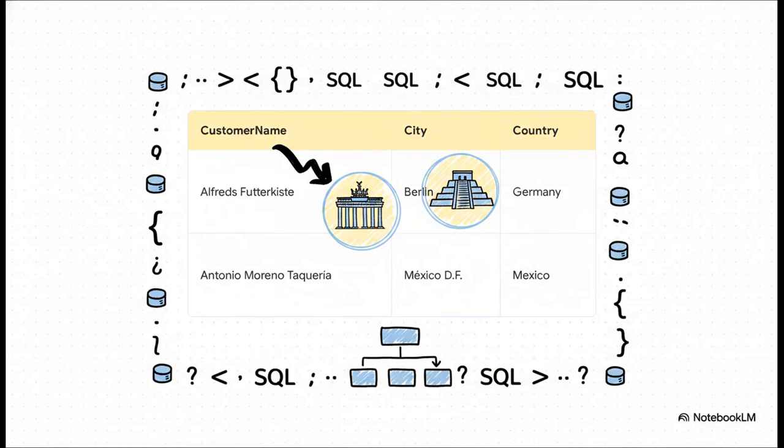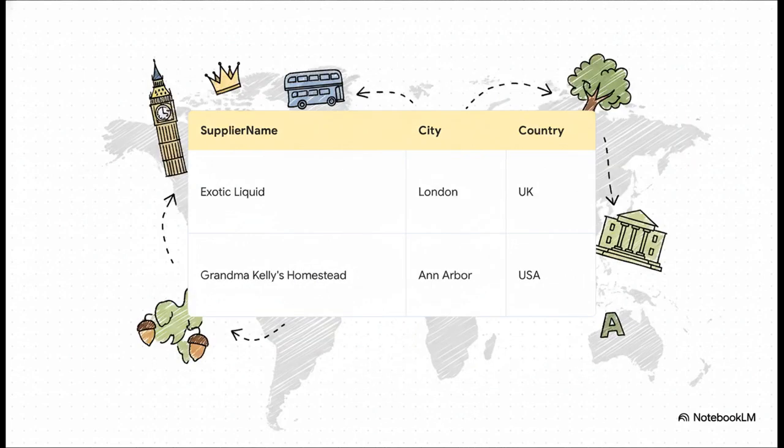Imagine we want to get a single master list of all the cities where we do business. So our first source is this customers table. Looking at the city column, we can see we've got Berlin and Mexico DF. Okay, our second source is the suppliers table. And over here, the city column shows us London and Ann Arbor. All right, we've got our two lists.